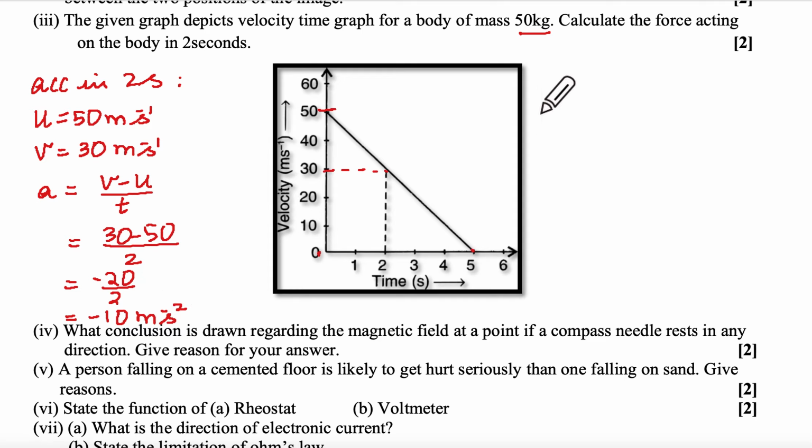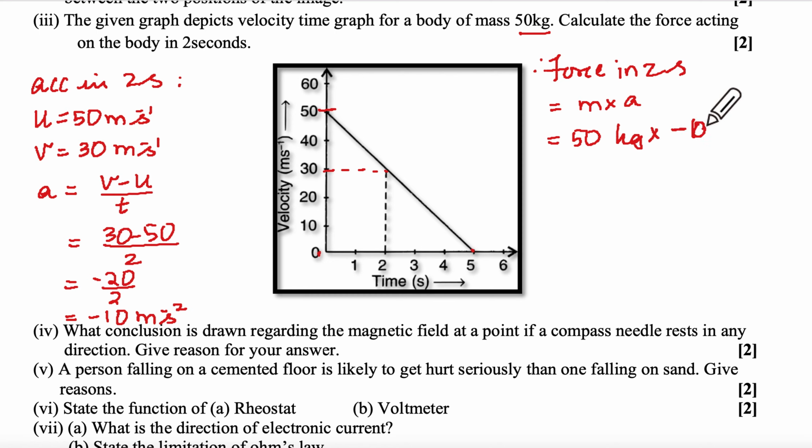Okay, now they are telling you force. Therefore, force is equal to ma in 2 seconds, is equal to m into a. That will be 50 kg multiplied by minus 10 meter per second square. That will be minus 500 kg meter per second square, that means Newton, correct? Yes, ma'am. This is the force. It will be minus force acting.